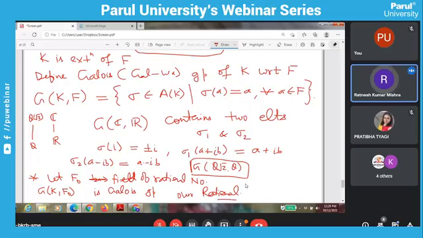So again, you can check that Q, root 2 over Q, this is the Galois group over the rationals. And you can also verify that K is equal to alpha naught plus alpha 1 root 3. It means you can verify that.